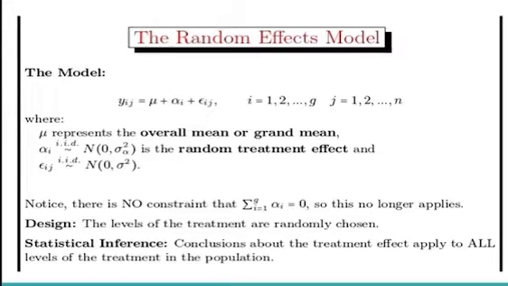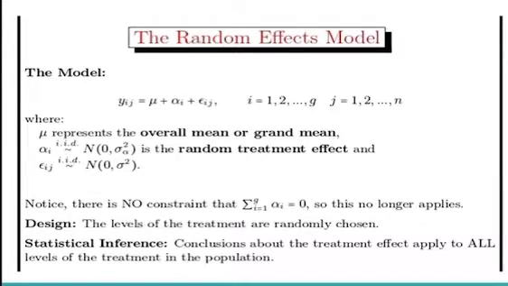Like I said, I'm seeing a lot of questions here from midterm 2. What if they ask you to differentiate between one-way analysis of variance for fixed effects and for random effects? This is the description now. This is how to distinguish. When we come to the design, the levels of the treatment are randomly chosen for random effects. That's why it's called random effects. The levels are randomly chosen.